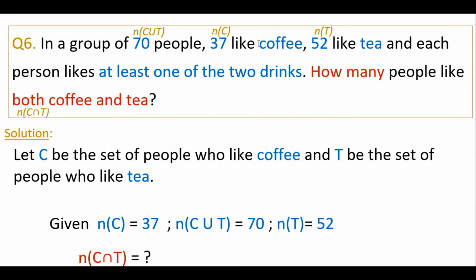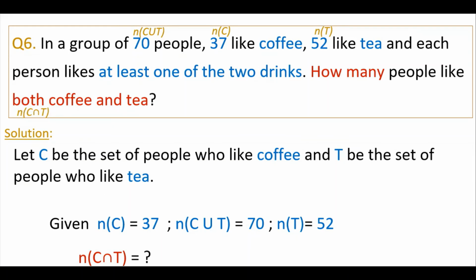And here the number of people who like coffee, n(C), is equal to 37. And the number of people who like tea, n(T), is equal to 52. And here you have to find how many people like both coffee and tea. So you have to find n(C ∩ T).